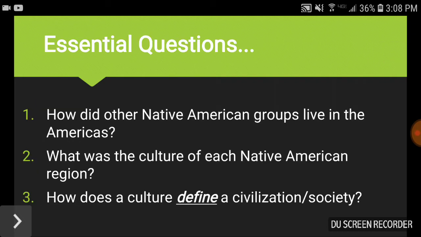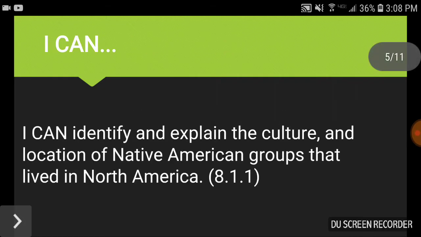All right, so in our notes today, we're going to try to answer these 3 questions. We're going to look at how did other Native American groups live in the Americas? What was the culture of these other Native American groups in their regions or where they lived geographically? And how does a culture define a civilization and or a society? So that last question, number 3, is what we're going to be looking at first. How does a culture define what a civilization or a society is? And by the end of class, you should be able to identify and explain what culture is and the culture and location of Native American groups that lived in North America.